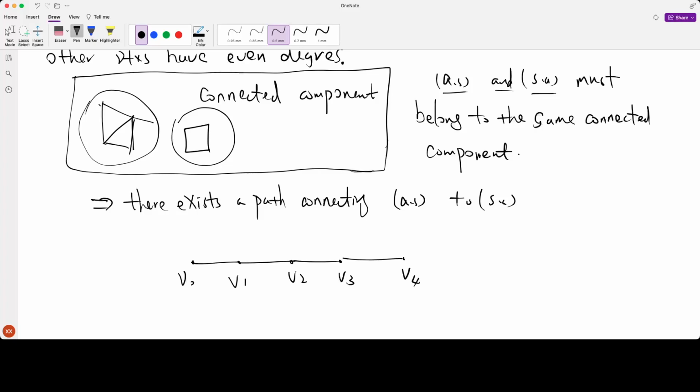For example, V4. Here V0 is AS, and V4 is SA. So since there exists such a path, you can just follow the path from V0 until V4. You start from AS and you arrive at SA. So what did you do if you follow the path to walk from this end to another end? You have exactly a method for 2 people to move along the mountain and change position.